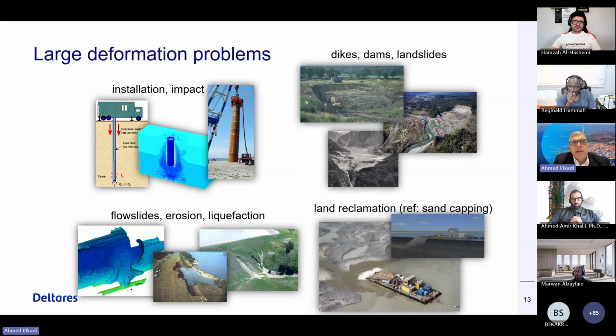Where it is useful or applicable to use MPM, as I mentioned, it's very useful in large deformation problems, moving boundary problems. So a bit large scale landslides, so not the typical slope stability unless we are looking at failure or post failure. We used it in sand capping in land reclamation, and we used it intensively, at least at Deltares, in monopile installations.